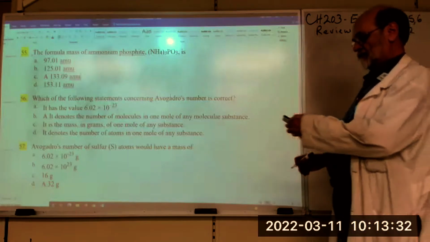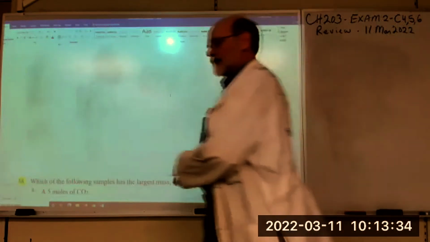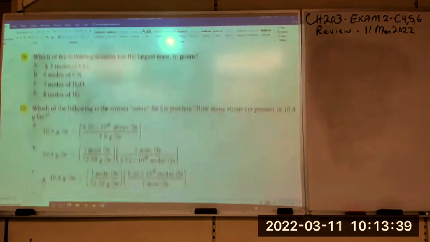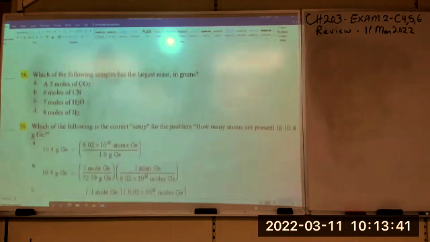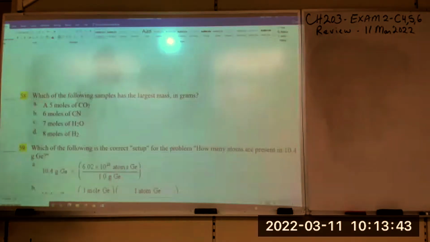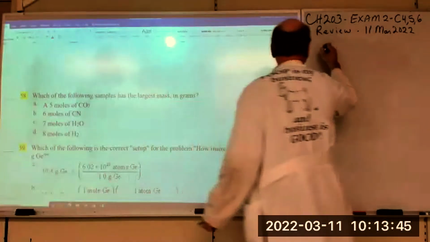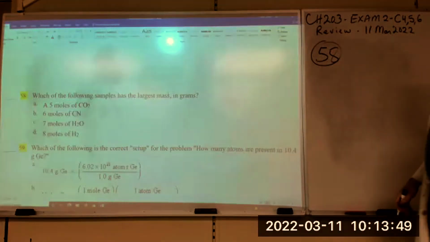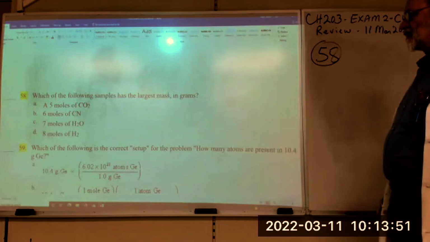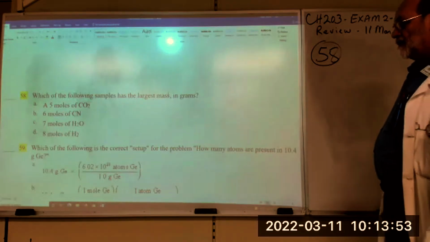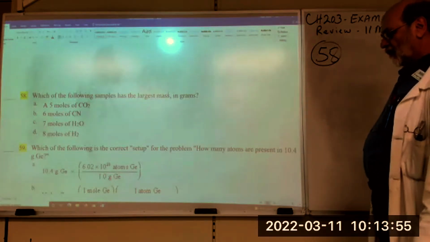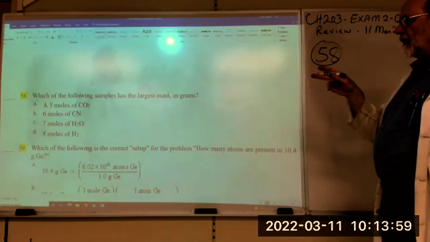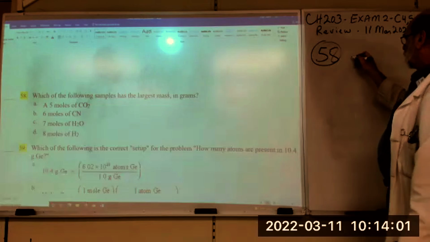All right. Let's see. Scroll. Oops. We'll scroll again when we get to 59. 58. Okay. Which of the following samples has the largest mass in grams? The largest mass in grams. Okay. We're going to have to do Henry Ford.